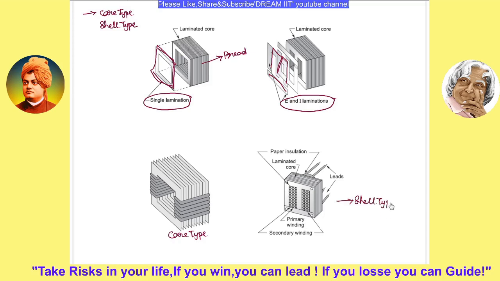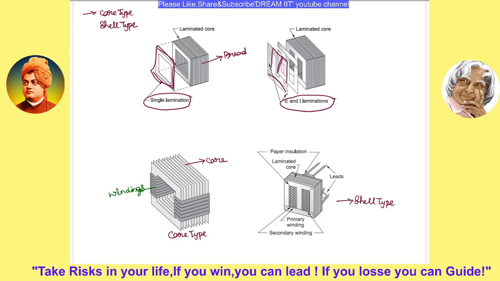Where we will use the core type and shell type, I will also give the comparison. First you understand the meaning of this core type. If you observe here, first you will have the core, and surrounding the core you will have the windings. So the windings are placed on the laminated core.